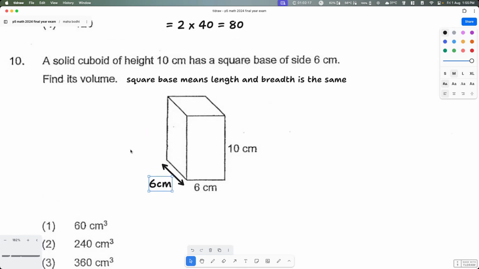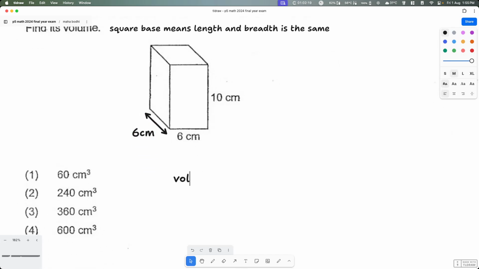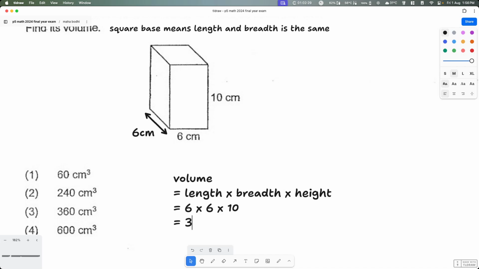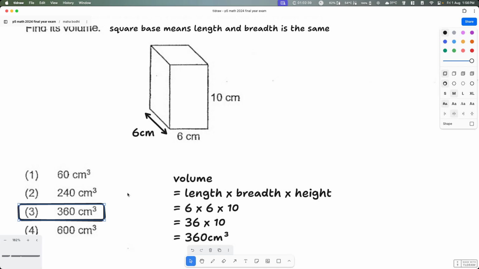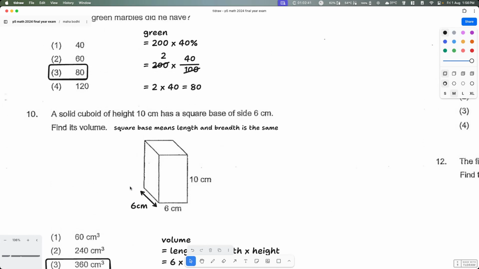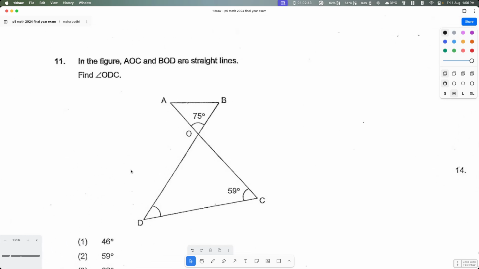So in this case, what's the volume? Volume is equal to length times breadth times height, which is 6 times 6 times 10, so 36 times 10, which is equal to 360 centimeter cube. So this will be the answer, 360 centimeter cube. All right, let's move on to question 11.